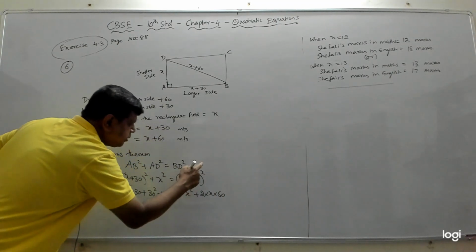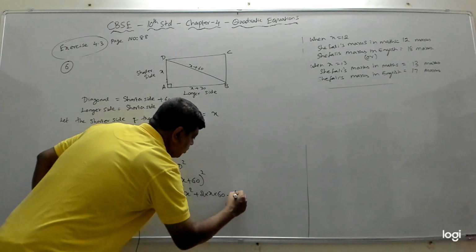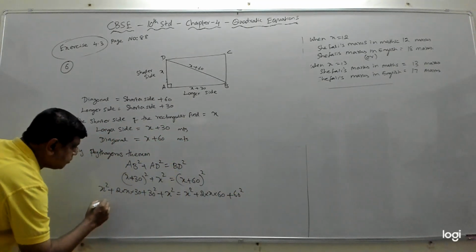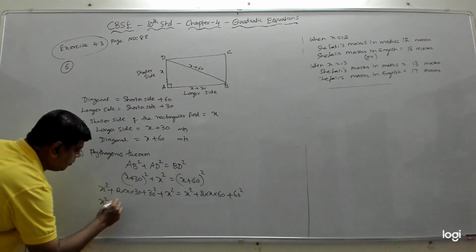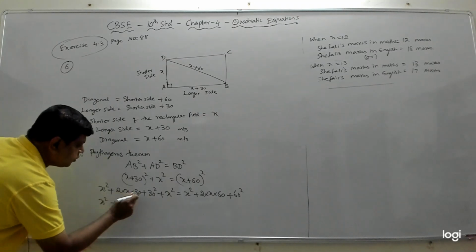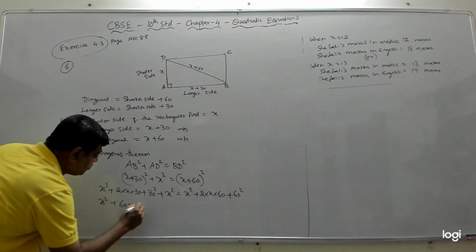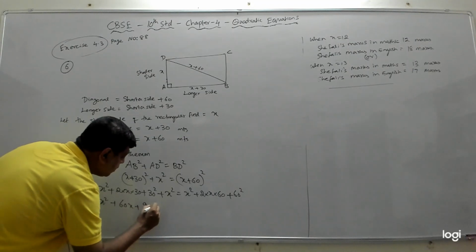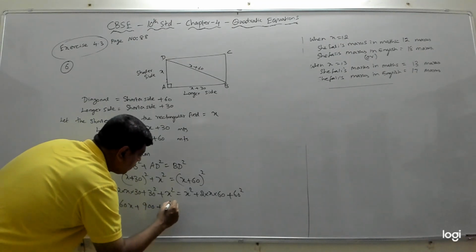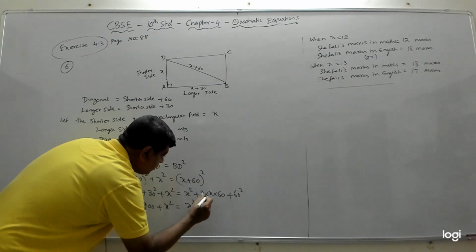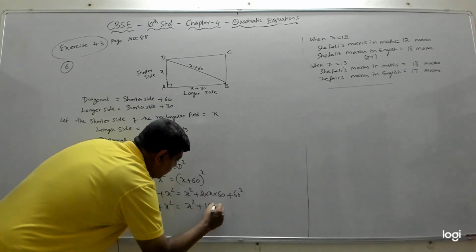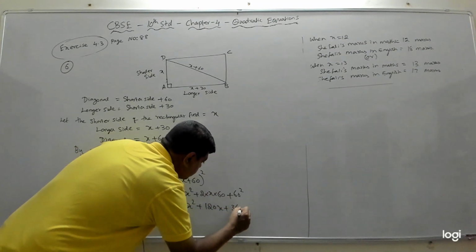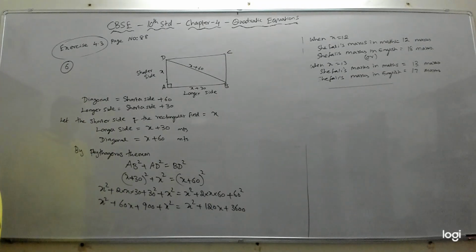I am applying the (a plus b) whole square formula, plus b square which is 60 square. So this becomes x square plus 2 into x into 30, which is 60x, plus 30 into 30 is 900, plus x square equal to x square plus 2 into x into 60 is 120x plus 60 square is 3600.